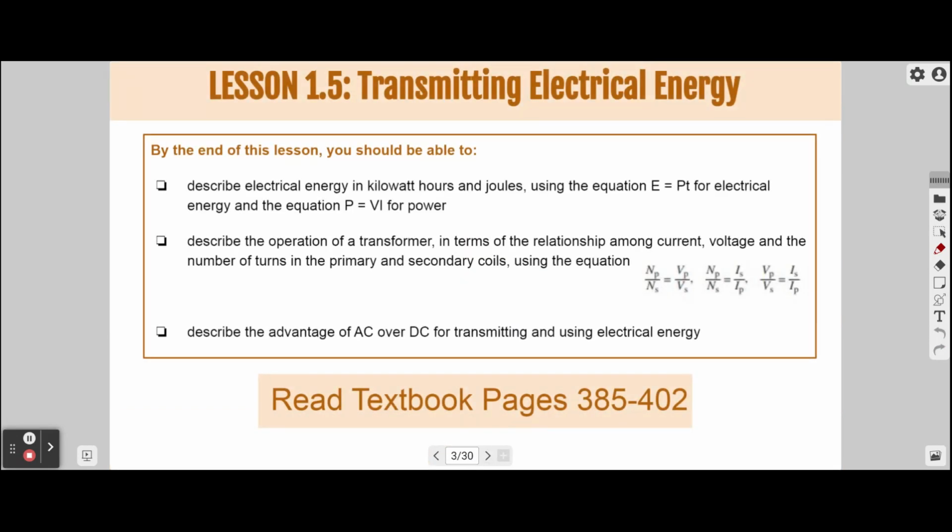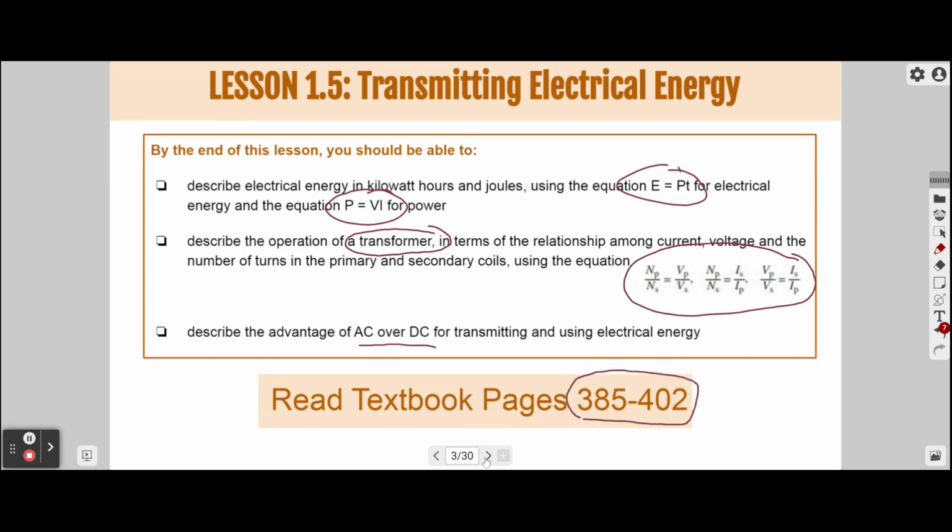In this lesson, we're going to be looking at power and energy, electrical energy, and we've got two new equations for those concepts. And then we're also going to be looking at transformers, and we have an equation also for transformers that we're going to be dealing with. And we're going to be looking at AC and DC current again and some of the advantages for transmitting and using this electrical energy. So we have our textbook pages that these concepts are part of. If you want to focus your attention on the textbooks, it also covers all the concepts that we're looking at.